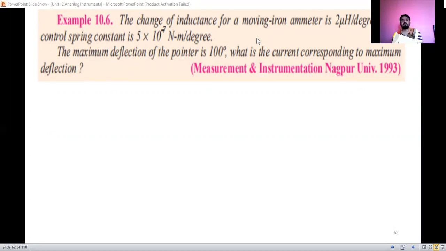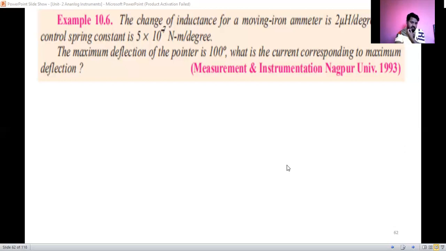Then what is the current corresponding to maximum deflection? This one you have to do the calculation. Read the question carefully. If anyone wants to explain, what are the given data? Can anyone tell the given data?